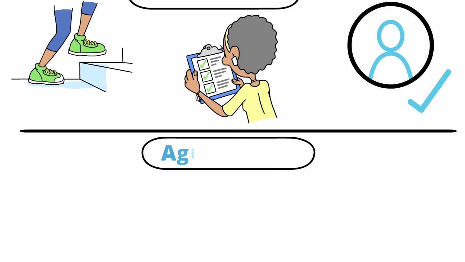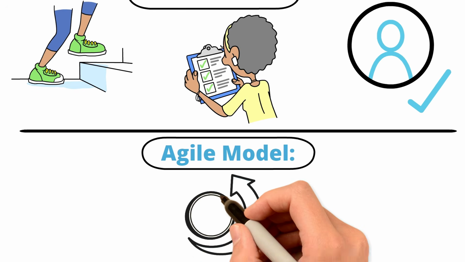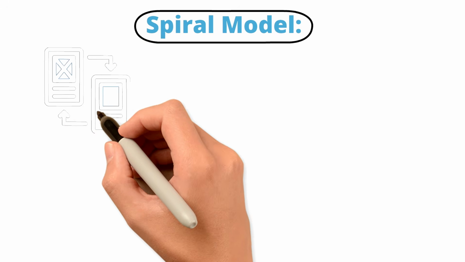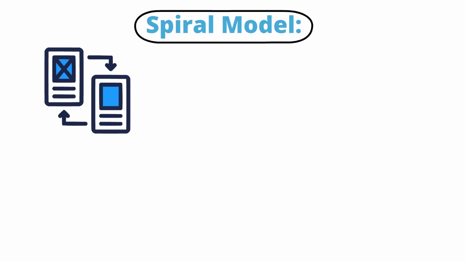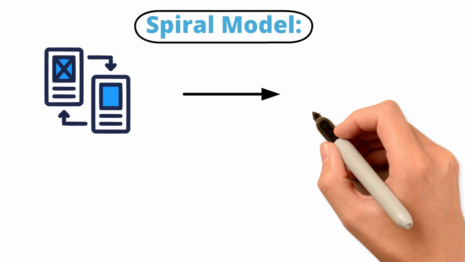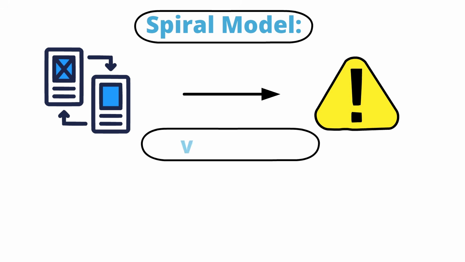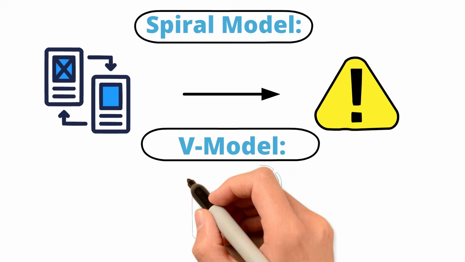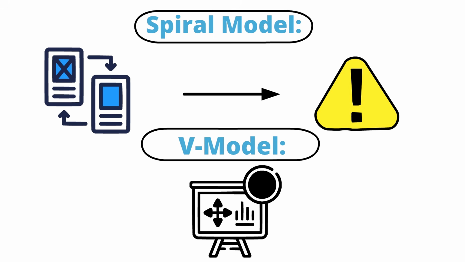The Agile model. This model is flexible. The model is based on the philosophy of improvement. Spiral model. In this model, we combine both the design and prototyping phases. This model is heavily focused on risk analysis. V model. This model is heavily focused on testing each phase of the project.